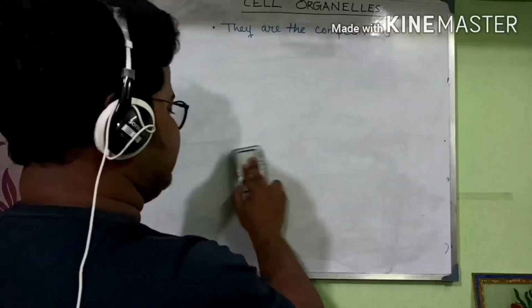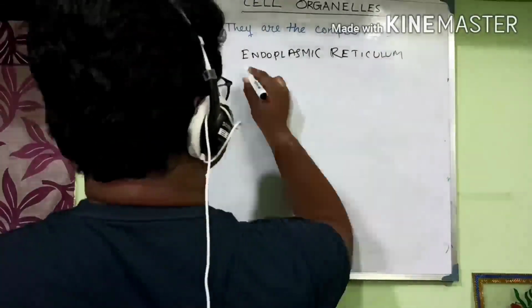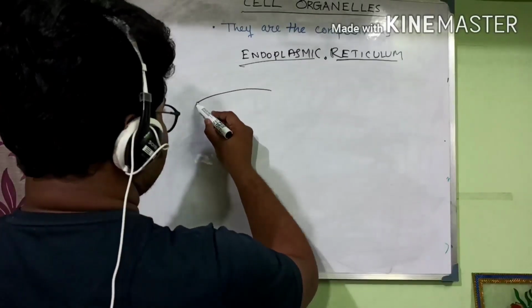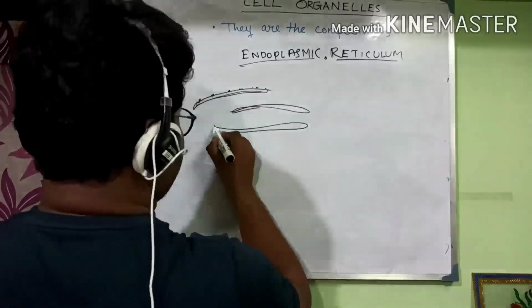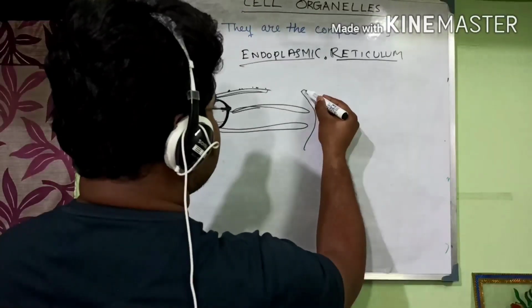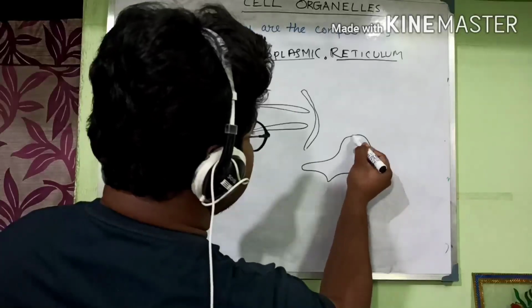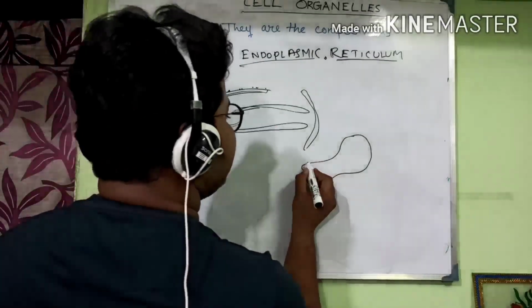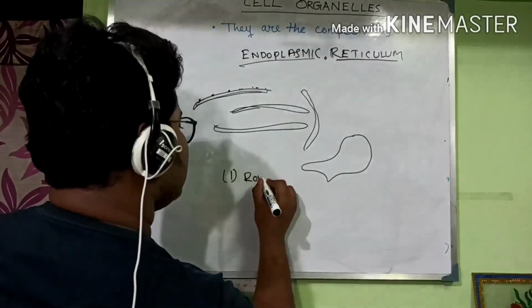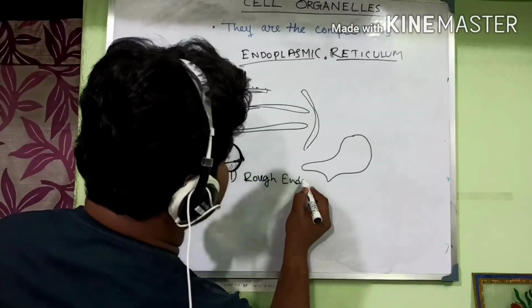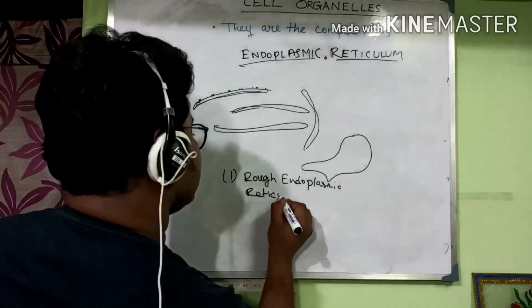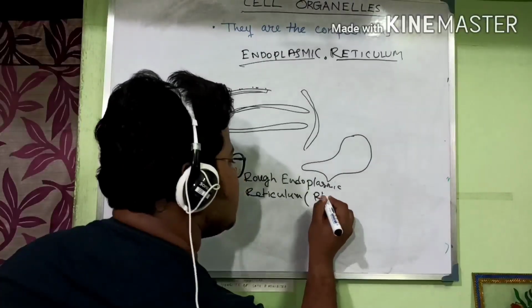Now we need to talk about another cell organelle, the endoplasmic reticulum. They are flattened or stick-like structures present throughout the cell. There are two types. One is rough endoplasmic reticulum, in short form known as RER.